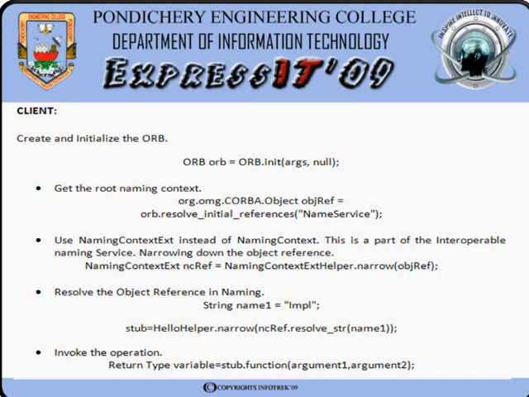The following steps have to be followed. First is to create and initialize the ORB. Next is to get the root naming context. And next is narrowing down the object reference, which is a part of the interoperable naming service. And next is to resolve the object reference in naming. And the last is invoking the operation.